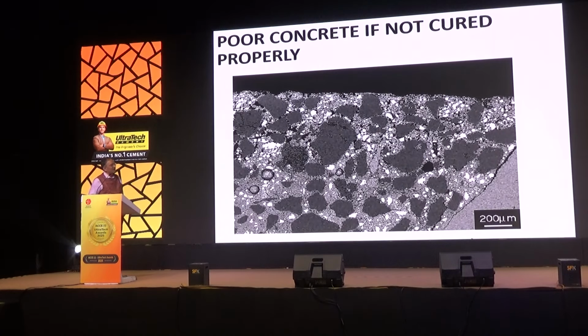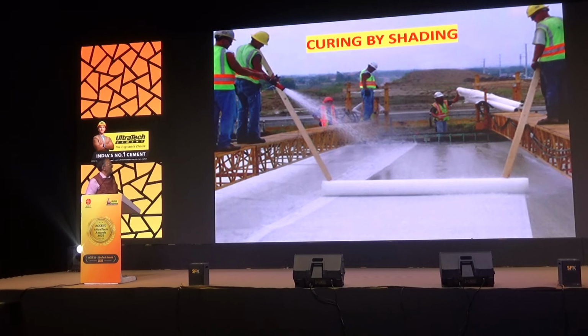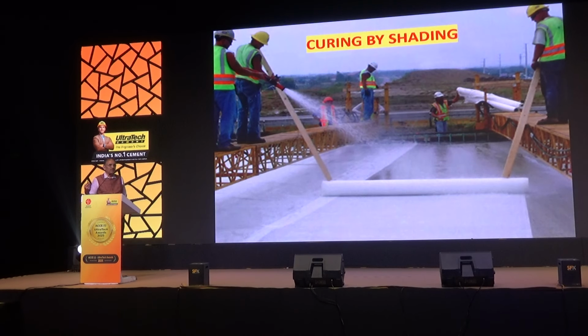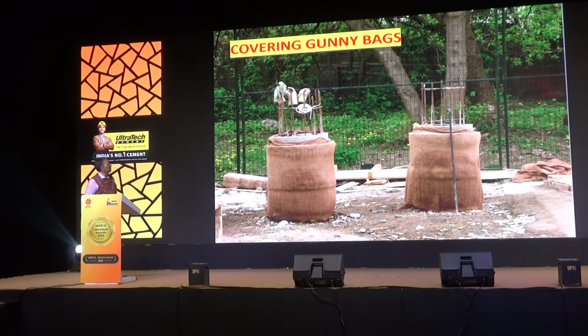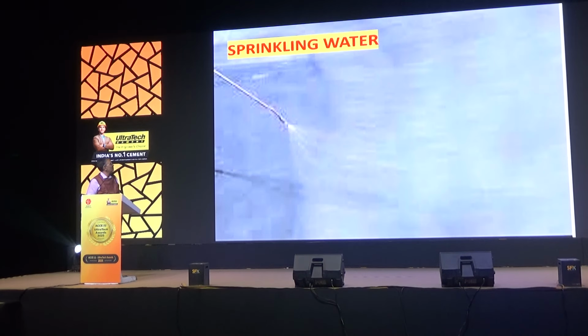For poor concrete, we should be able to see the concrete surface and tell whether it is compacted or not, whether it is cured or not. By seeing the surface, we can tell. And curing by shading. Nowadays, we have curing compounds also. In the Hyderabad Metro, we have seen how effectively they have used the curing compound. And then covering with gunny bags. This is the best thing you can use for columns, particularly vertical surfaces.